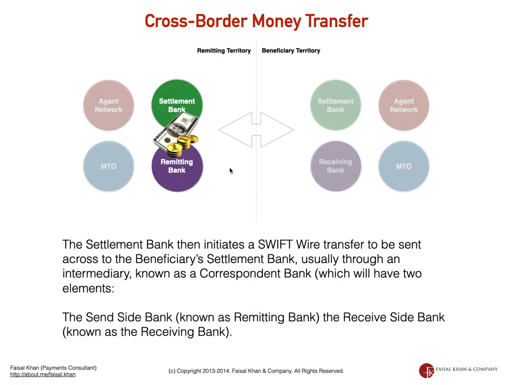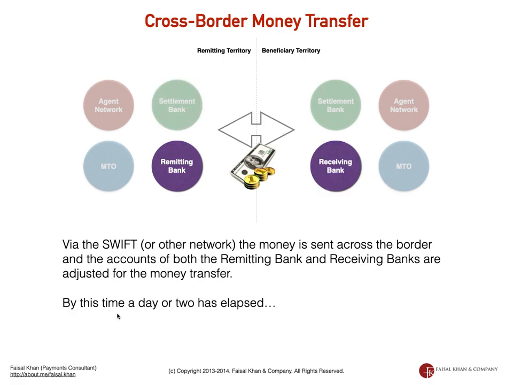The settlement bank then initiates a SWIFT wire transfer to be sent across to the beneficiary's settlement bank, usually through an intermediary known as a correspondent bank. And this is the remitting bank or the correspondent bank. In this case, let's say it's going from USA to Philippines. So this could be Deutsche Bank or Standard Chartered Bank in the US, and they will send it across to the receiving bank. The correspondent bank sends the money through SWIFT, and the receiving bank on the other end gets it.